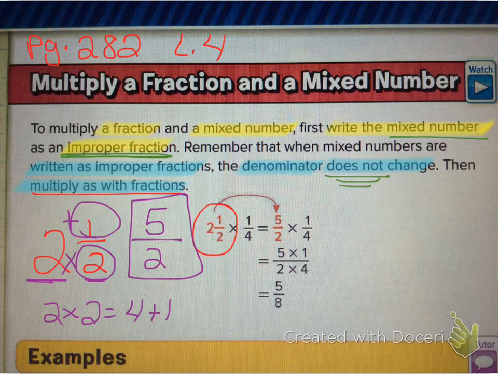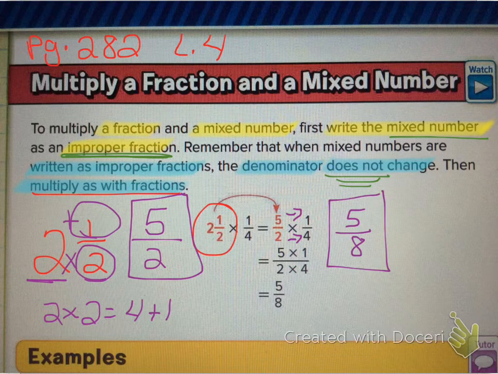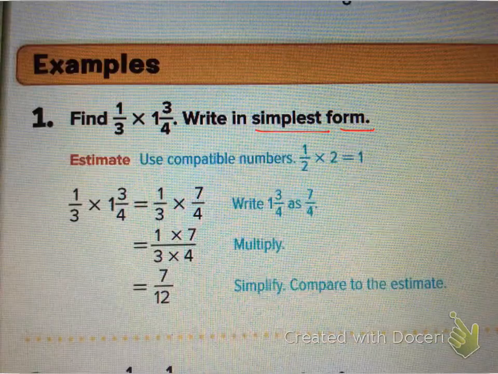And then we would just multiply straight across or simplify within the problem, if that's possible. Okay, this can't be simplified, so we would just multiply straight across and we get 5/8. And that would be our simplest form. This is the biggest thing that you have to remember. Okay, you have to remember to change your mixed number into an improper fraction. Okay, let's look at some examples.